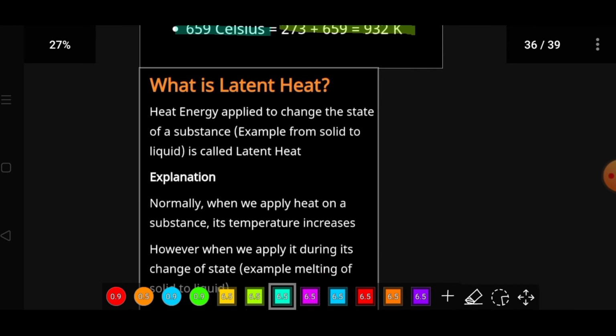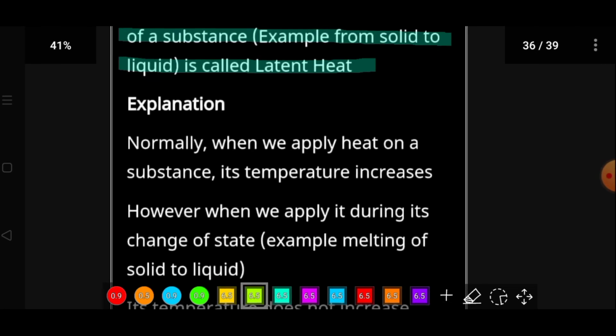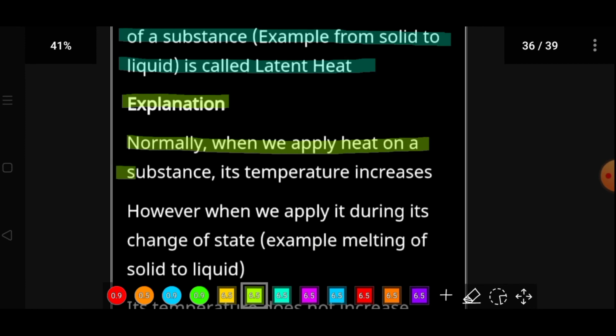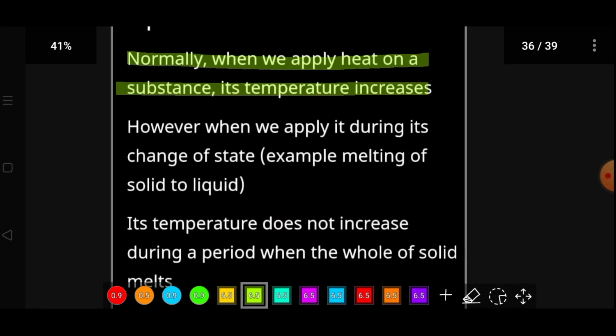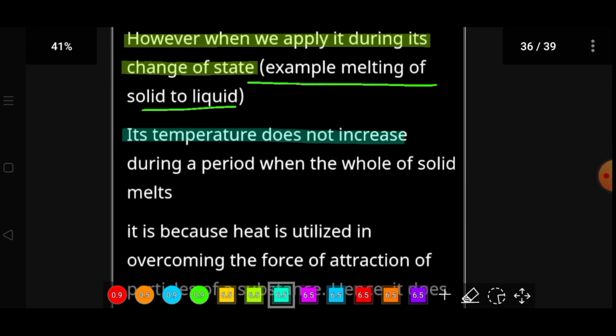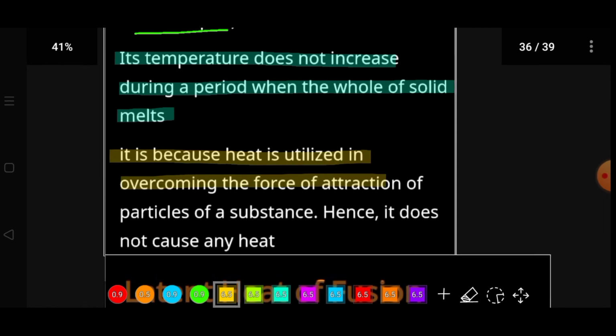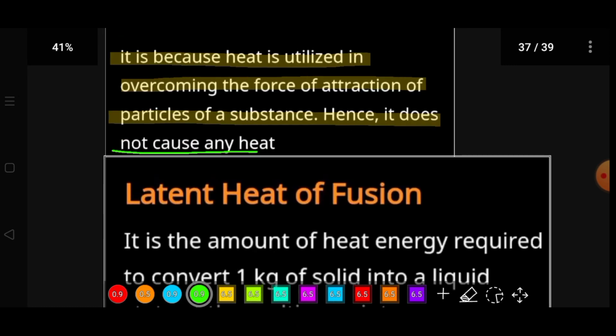What is latent heat? Heat energy applied to change the state of a substance, for example from solid to liquid, is called latent heat. Explanation. Normally, when we apply heat to a substance, its temperature increases. However, when we apply it during a change of state, for example melting of solid to liquid, its temperature doesn't increase during the period when the whole of the solid melts. It is because heat is utilized in overcoming the force of attraction between particles of the substance, hence it doesn't cause any rise in temperature.